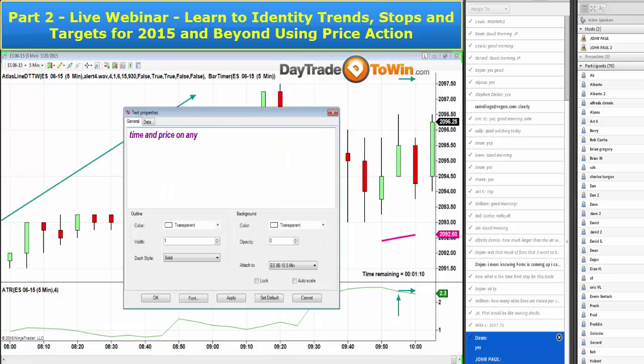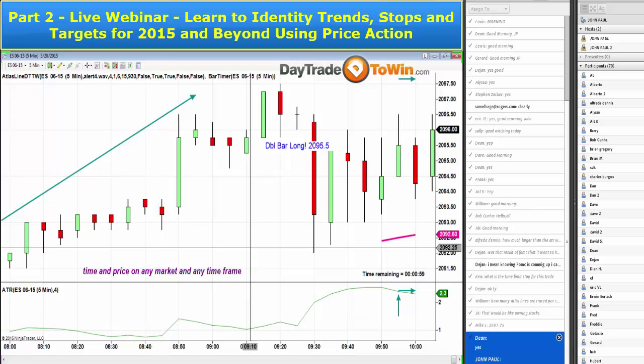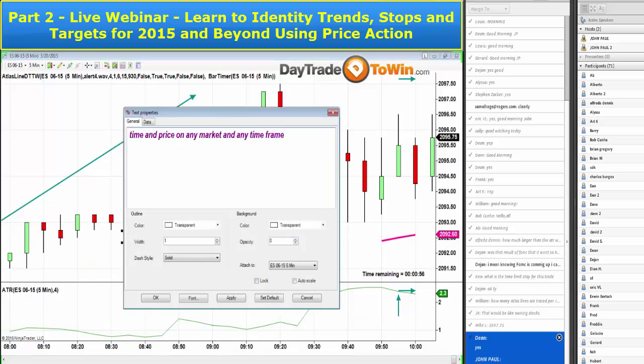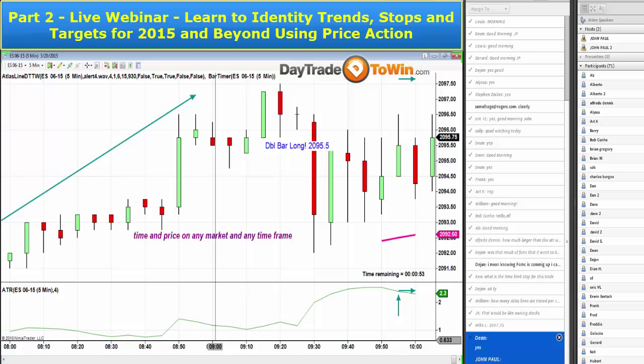on any market and any time frame. Time and price on any market and on any time frame. What that means is that a trend on a 5-minute chart is going to look much different than a trend on an hourly chart, or a trend on a daily chart, or a trend on a weekly chart. We have to look at the chart and say, what's the time and the price so I can interpret a trend in the specific market and chart I'm looking at.